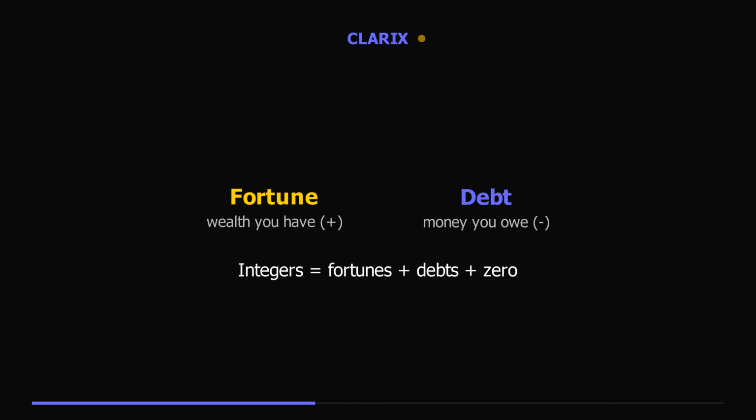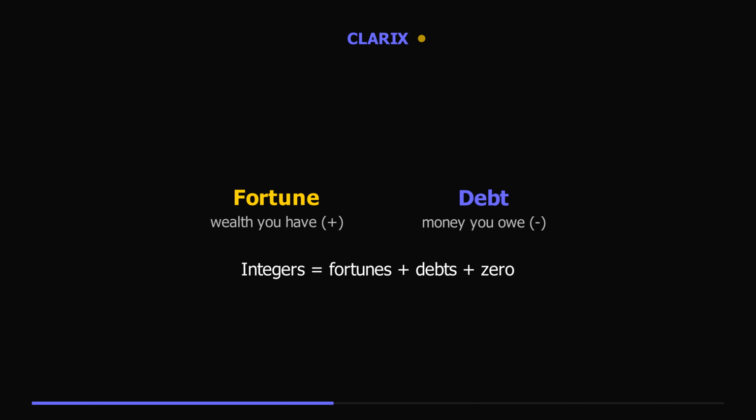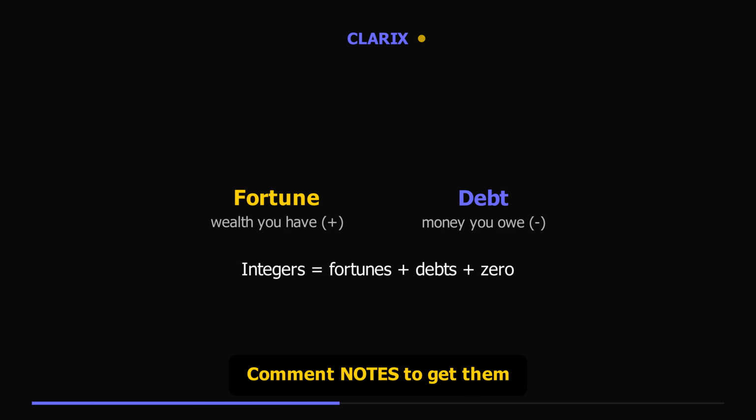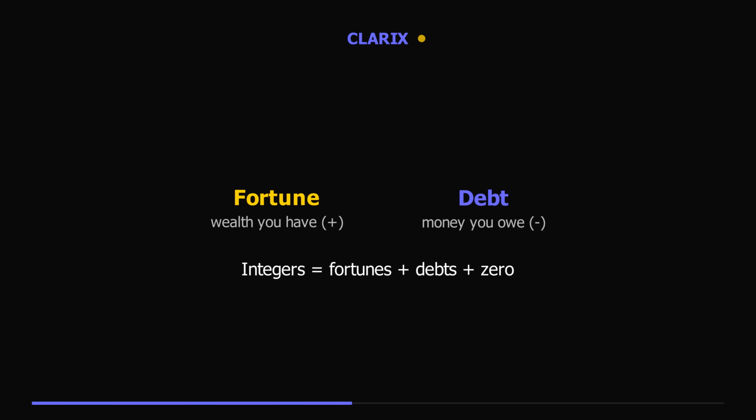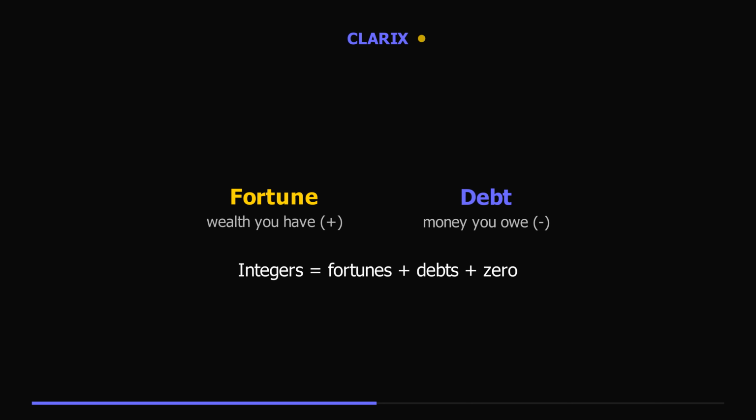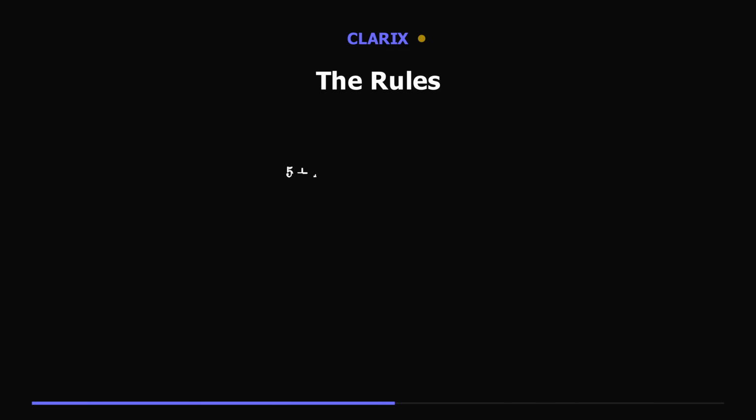He asked, what if you subtract a bigger number from a smaller one, like 3 minus 5? To answer that, he grounded the idea in money. Positive numbers were fortunes, wealth you have, and negative numbers were debts, money you owe. Moving left of 0 on the number line gives you these negative numbers. Put positives, negatives, and 0 together, and you get the full set of integers. Here are the actual rules, still used exactly as Brahmagupta wrote them.